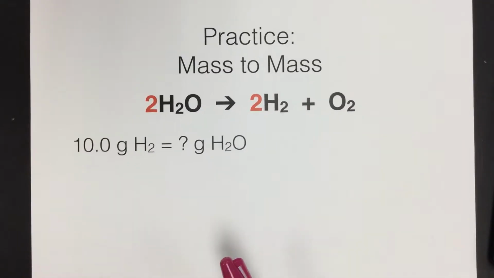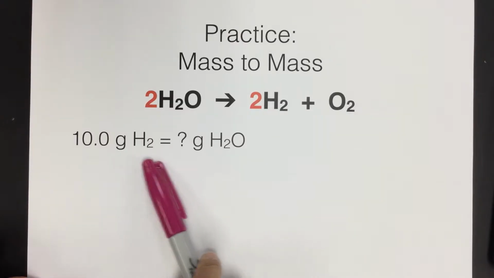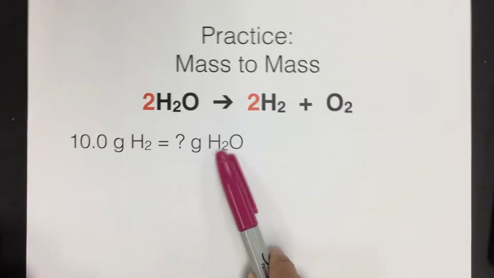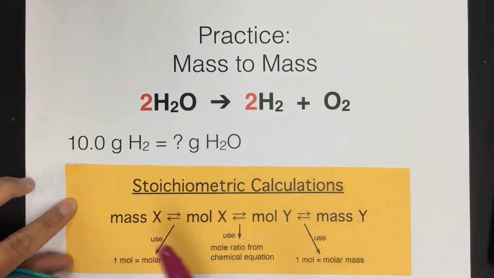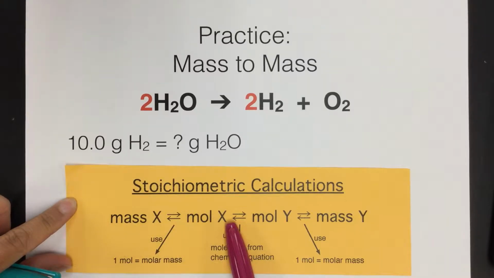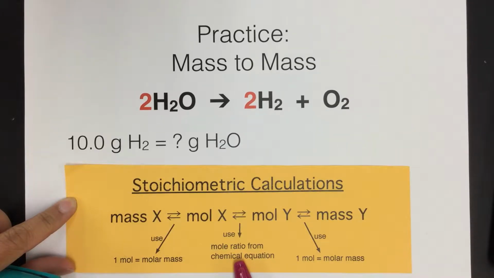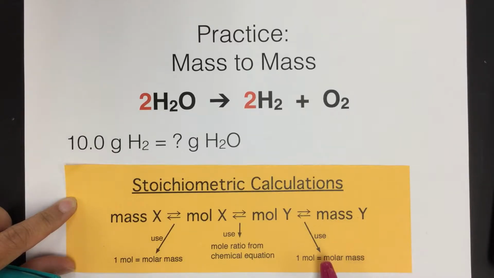And in this example that we're going to work through, we're given 10.0 grams of H2, and we need to convert that to grams of H2O. And in order to do that, we first need to convert the mass of H2 into moles of H2. So we'll do that first using the molar mass. Then we'll convert moles of H2 to moles of H2O using the mole ratio from the balanced chemical equation. And then we'll convert moles of H2O into mass of H2O using its molar mass from the periodic table.